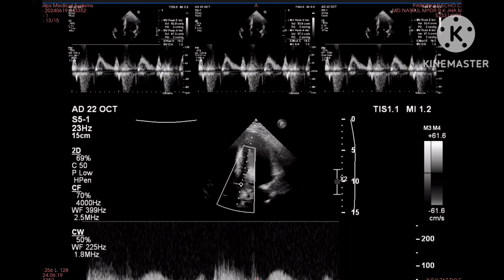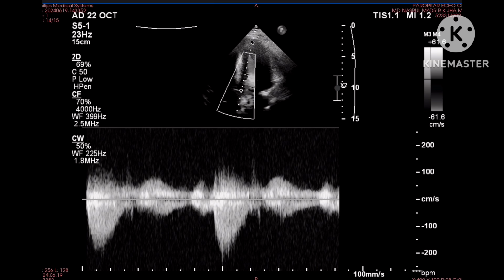In this image you see the flow across the subaortic zone. The flow velocity, the highest velocity, is only 2 meters per second. Peak gradient will be up to 16 millimeters of mercury. Criteria-wise, it has to be more than 35 millimeters of mercury to call it obstructive cardiomyopathy. In this case, the gradient is only 16 millimeters of mercury, and the flow velocity is only 2 meters per second. So ultimately, this case does not fulfill the criteria of obstructive cardiomyopathy.